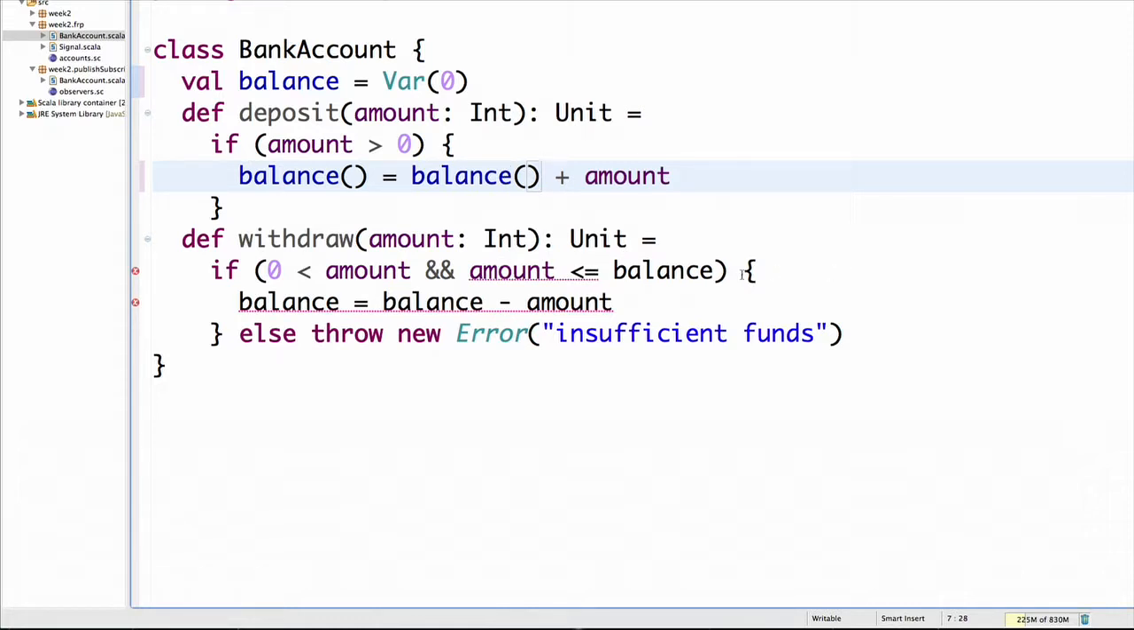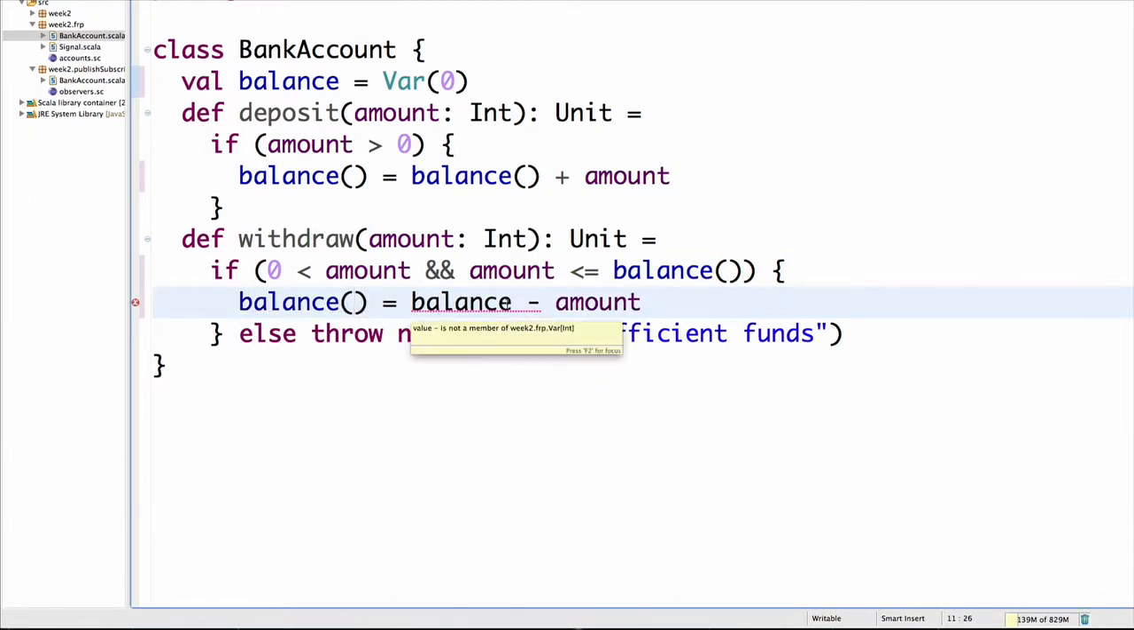And the amount method would test that signal. And the withdraw method would test the signal, and again, update it like this. So that's our strawman for a bank account with signals. That was easy, right? We just changed the var balance into a variable signal and brought everything over. So let's test that with a worksheet.